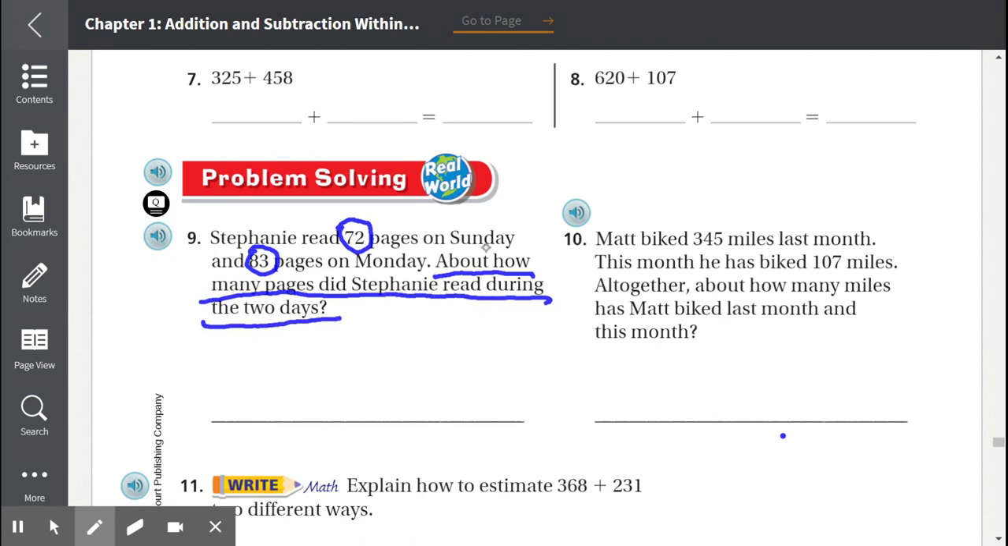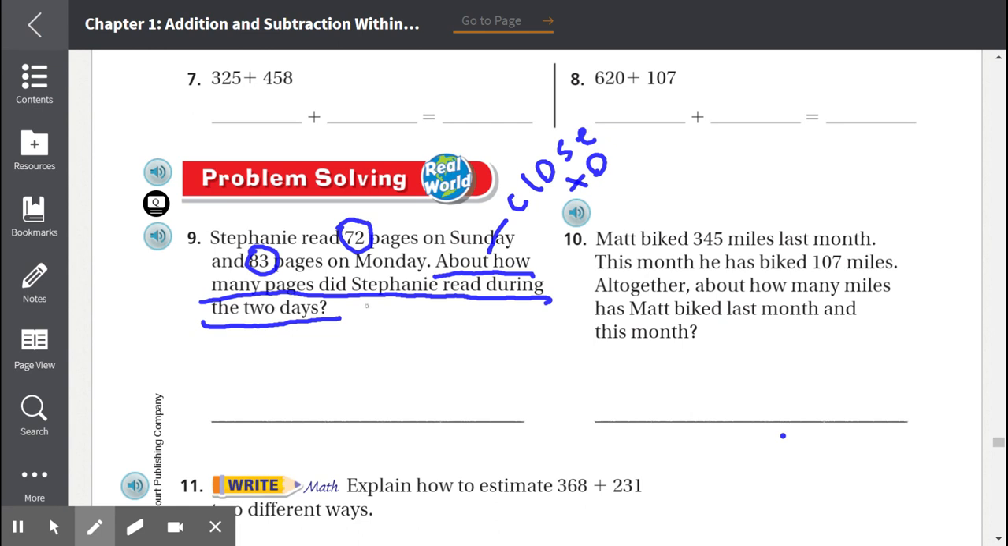So, about how many, that tells us we're going to be estimating, and we have to find something close to the answer. About how many pages. So they're not looking for an exact answer, they're looking for an estimate. And remember, when we find an estimate, we find something close to the exact answer. Now, about how many pages did Stephanie read during the 2 days?